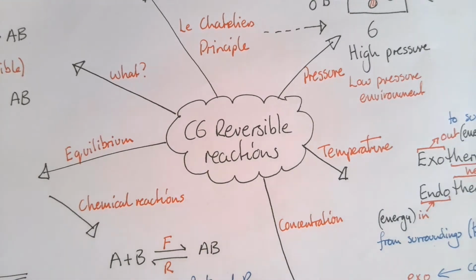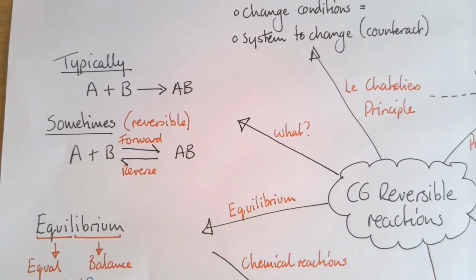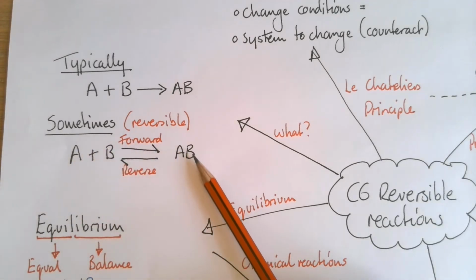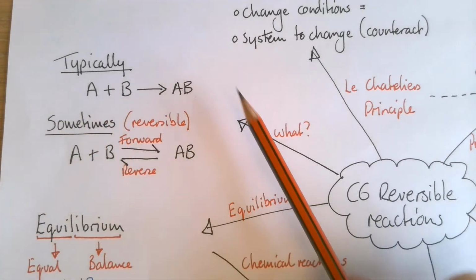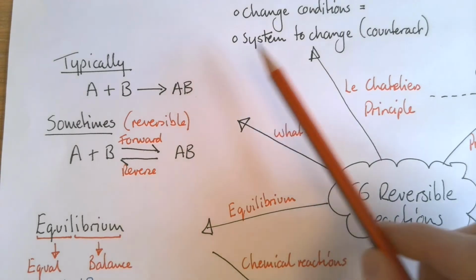Okay, here's an overview of the C6 topic, reversible reactions. Right, first of all, what are they? Well, a reversible reaction is simply a reaction that makes a product, and then the product can turn back into the reactants again. So typically we tend to see normal chemical reactions where you've got chemical A and chemical B and they join together to make something new.